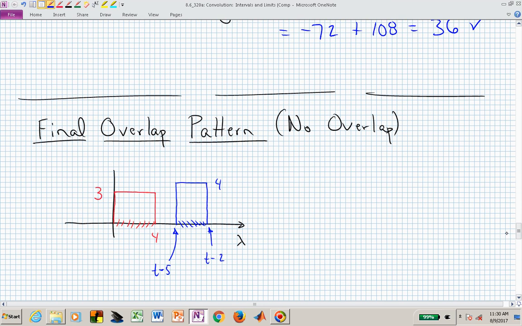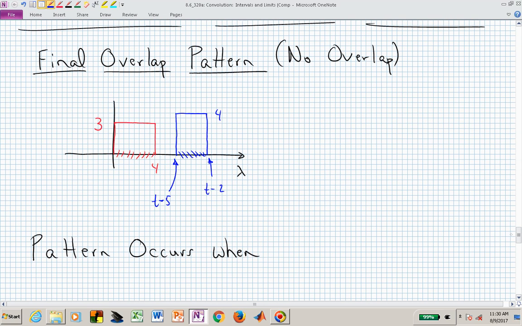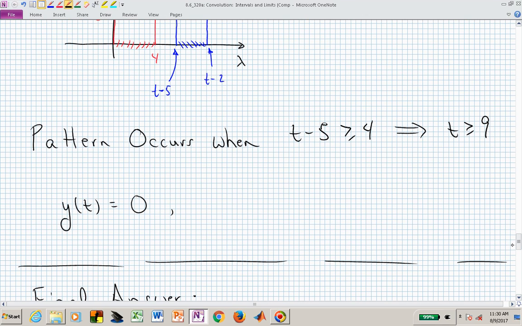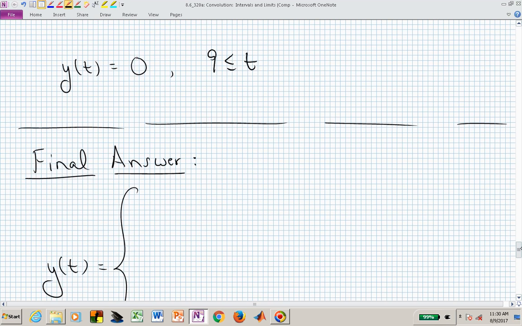Finally, we want to slide t minus 5 all the way past the rightmost interval of support for h of lambda, and this pattern now occurs when t minus 5 is bigger than or equal to 4, or this is now true as long as t is greater than or equal to 9. So that now y of t, there's no overlap, so the product of those two, h of lambda and x of t minus lambda, gives you 0. The functional value for y is 0 when t is bigger than 9. And now we have our final answer.